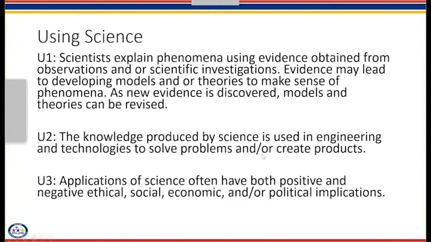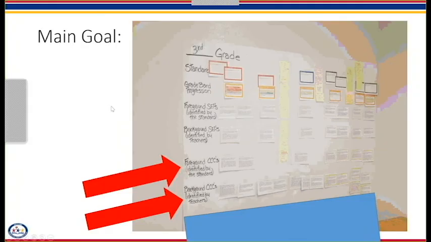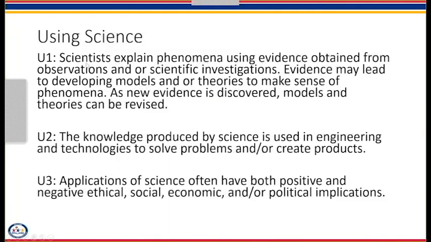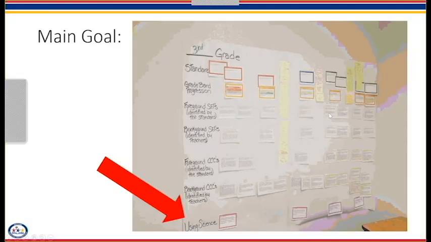And again, the standard we are looking at is a U1, and you can see it right in the code. So students are going to explain phenomena using evidence obtained from observations and or scientific investigations, and the evidence may lead to developing models and theories to make sense of phenomena as new evidence is discovered. And I have them add that to their blueprint right here at the bottom.